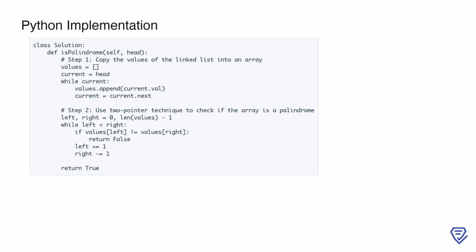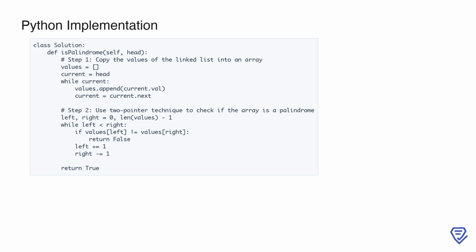3. Return true if palindrome. If the loop completes without finding a mismatch, it means the sequence in the array is a palindrome, so the function returns true. This approach is simple and easy to understand. The time complexity is O(n), where n is the number of nodes in the linked list, and the space complexity is also O(n), due to the additional array storage. This method is optimal for cases where the linked list size is manageable, and the extra space usage is not a concern.